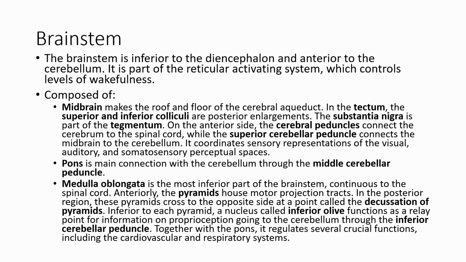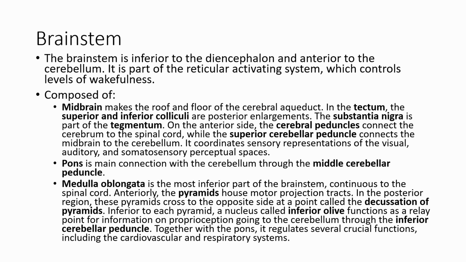And then the medulla oblongata, this is going to be the bottom one again. This is going to lead right into that spinal cord. On the front side, on the anterior side, we have the pyramids. This is going to have the motor projection tracts. Remember what tracts are? It's like a nerve, but in the central nervous system. And in the posterior end, the pyramids cross to the opposite side, and this is what we call the decussation of pyramids.